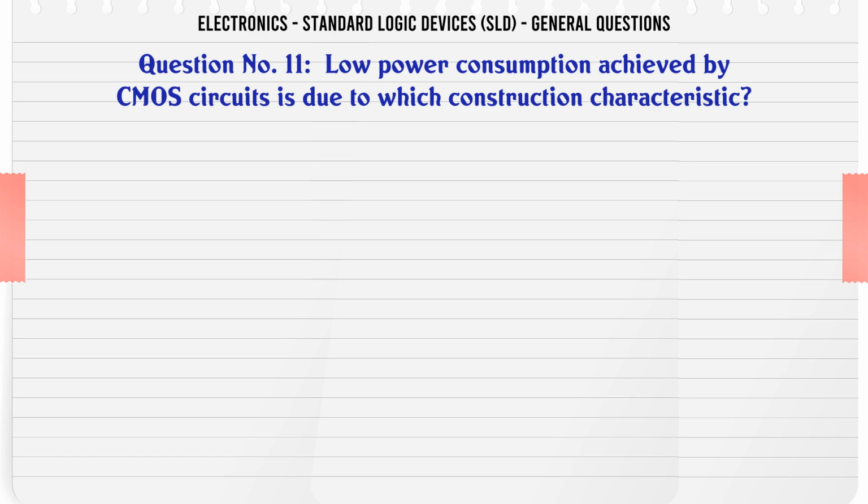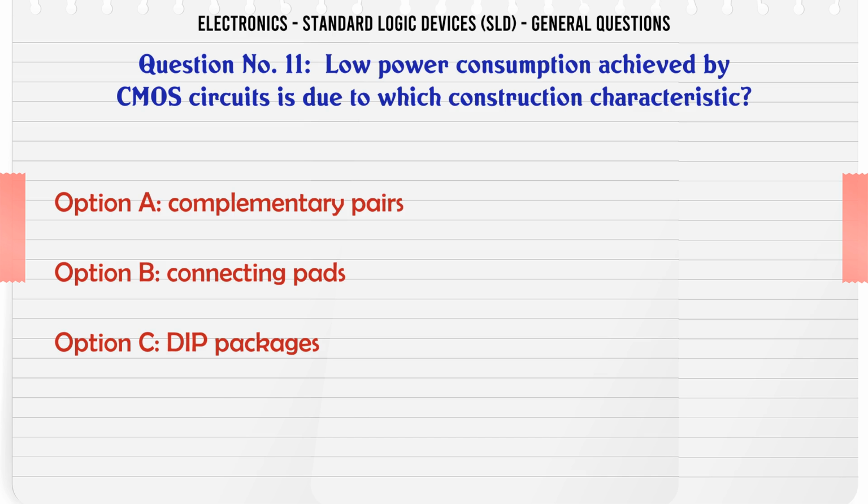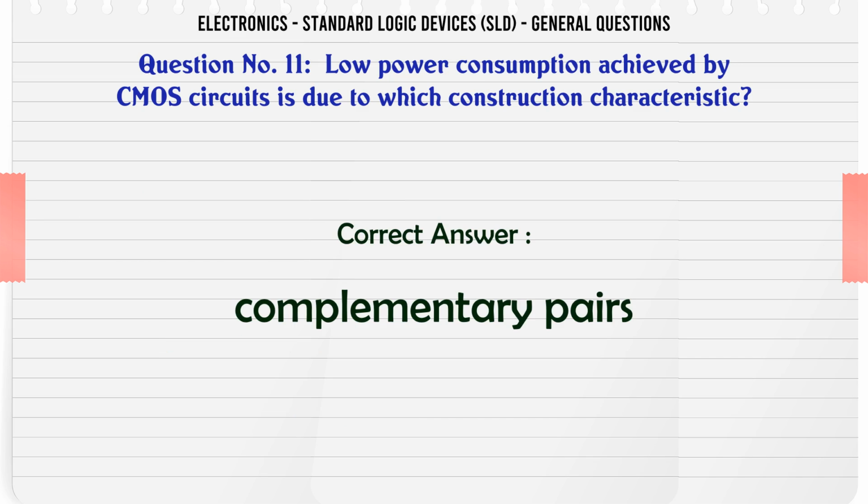Low power consumption achieved by CMOS circuits is due to which construction characteristic? A. Complementary pairs. B. Connecting pads. C. DIP packages. D. Small scale integration. The correct answer is complementary pairs.